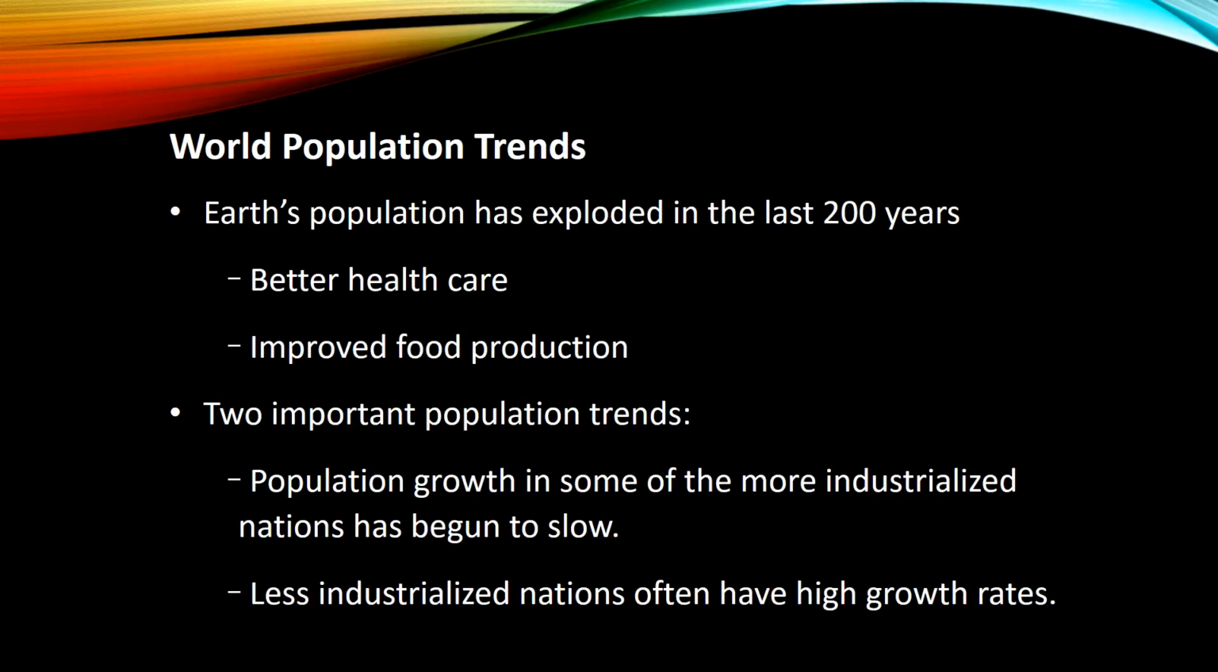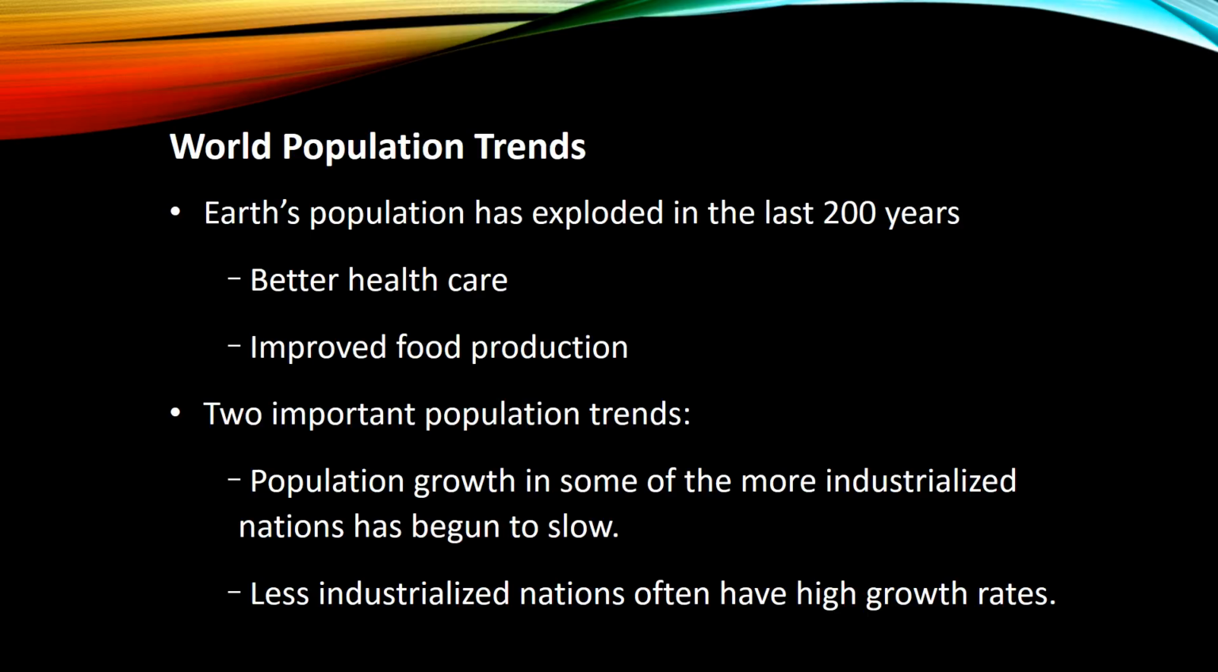Two important population trends are clear. The first trend indicates that population growth in some of the more industrialized nations, like the United States, Europe, Australia, and Japan, is slowing. A second trend indicates that less industrialized countries, like Nigeria and Bangladesh, often have high growth rates. These trends affect a country's workforce and their government aid.